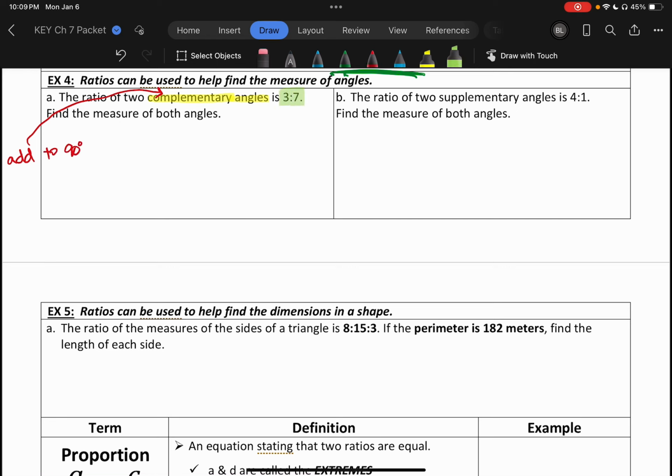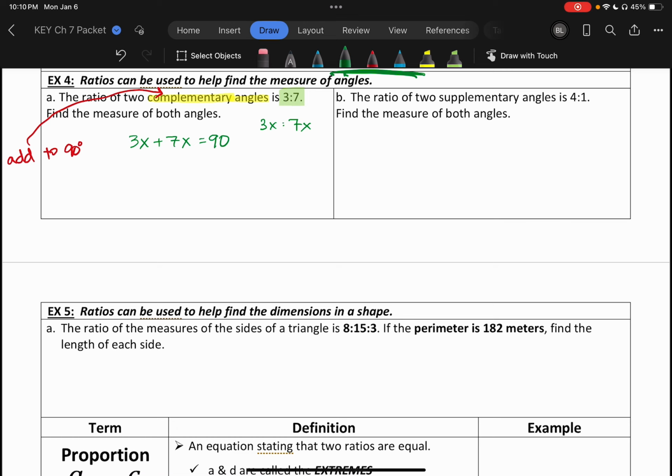If my ratio is 3 to 7, for a lot of these types of questions, whenever we're talking about angles or sides even, we can write this ratio the exact same way, 3 to 7, by tagging on an x. So if I have two complementary angles in the ratio of 3 to 7, one of those angles could be 3x and the second angle could be 7x. Because they're complementary, they have to add up to 90 degrees. So our equation would be 3x plus 7x is equal to 90.